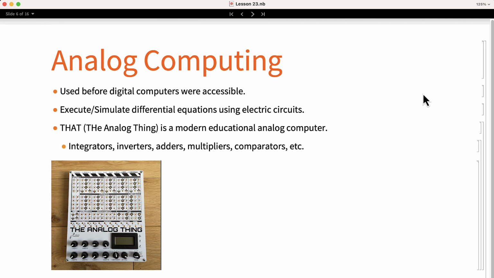In the image, we can see a modern analog computer. This computer is called the analog thing, or THAT. It is comprised of many individual modules that perform integration. It also has adders, multipliers, inverters, etc. The computer is programmed by using cables that connect the different modules, just like a modular synthesizer we saw in a previous lesson. Let's see an example of how we could solve a set of differential equations using this computer.